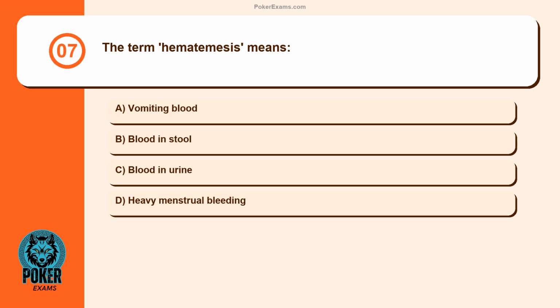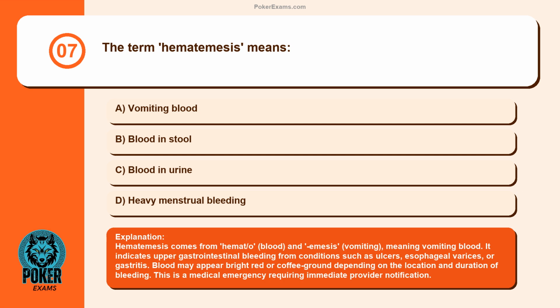Question 7. The term hematemesis means vomiting blood, blood in stool, blood in urine, heavy menstrual bleeding. Hematemesis comes from hemat/o, blood, and emesis, vomiting, meaning vomiting blood. It indicates upper gastrointestinal bleeding from conditions such as ulcers, esophageal varices, or gastritis. Blood may appear bright red or coffee ground depending on the location and duration of bleeding. This is a medical emergency requiring immediate provider notification.